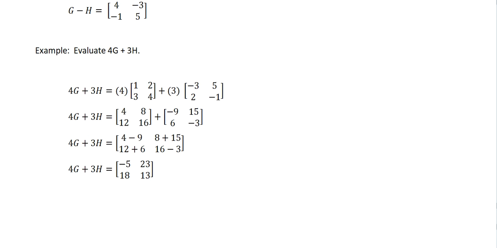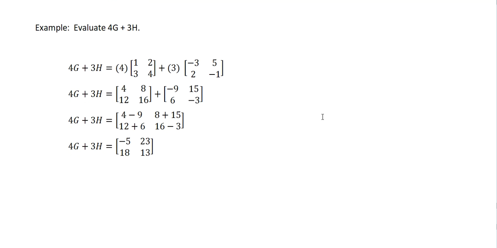This is going to look a little more similar here. We have coefficients out in front of our matrices, and we're going to evaluate 4G plus 3H. Well, 4G plus 3H would just simply be 4 times the matrix G plus 3 times the matrix H. We're going to multiply 4 times every element of matrix G. So 4 times 1 is 4, right here. 4 times 3 is 12. 4 times 4 is 16.